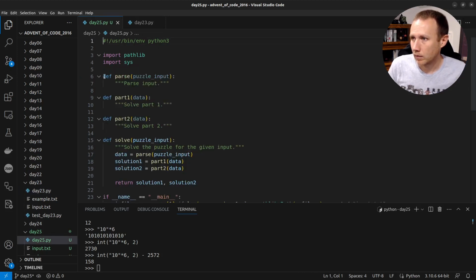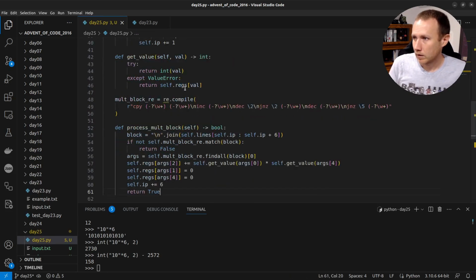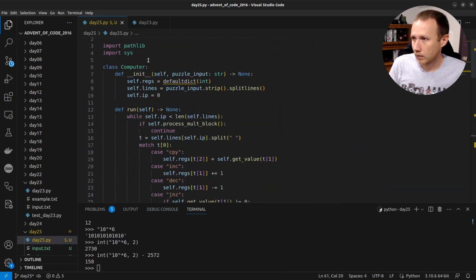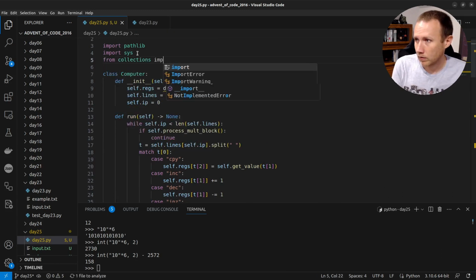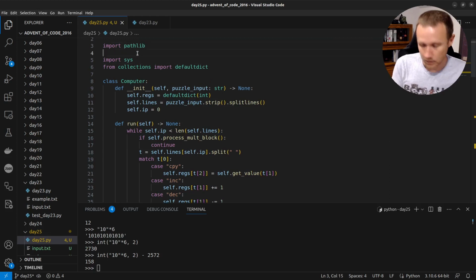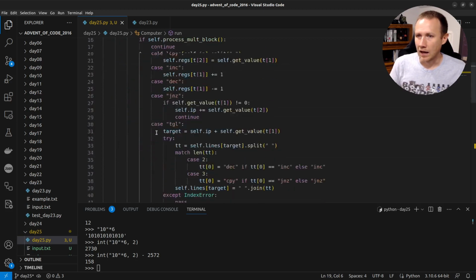Let's see, we will pull this down. We need that, put that here. Okay, so now we have our computer class. We're going to need from collections import defaultdict. We're going to need import re. And now the other thing we need to do is implement this output command.